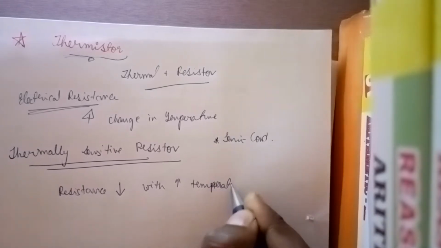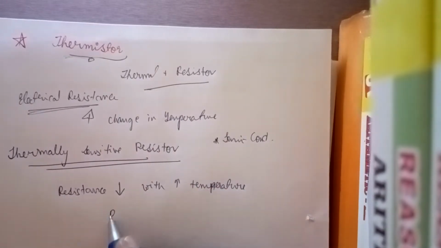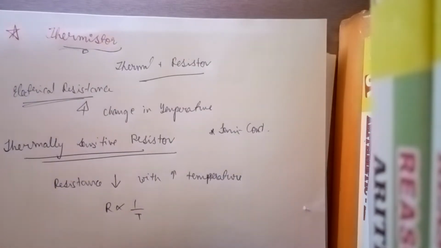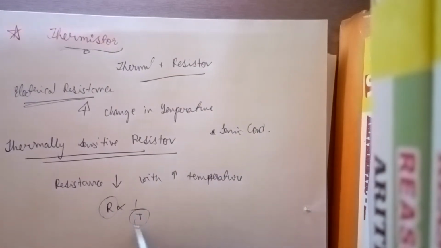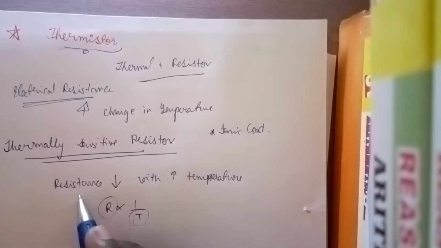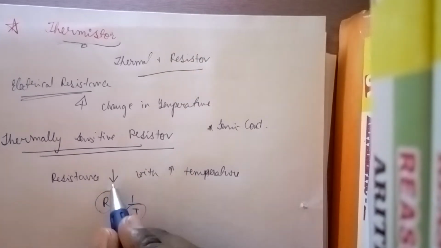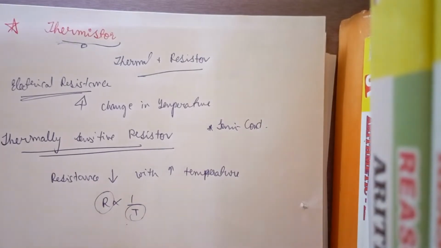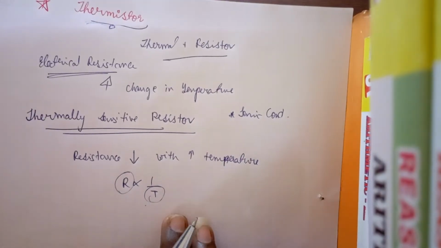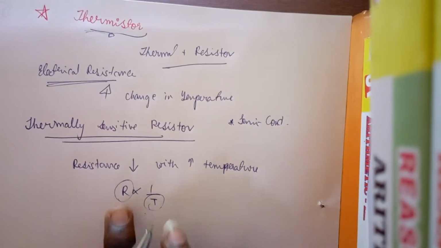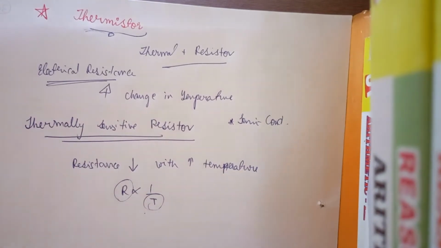So what is the relation between temperature and resistance? These both are inversely proportional to each other. That is why, if resistance decreases, temperature increases. In case resistance increases, temperature will be decreasing. So such inverse operations are performed between the resistance and temperature with respect to the thermistor.